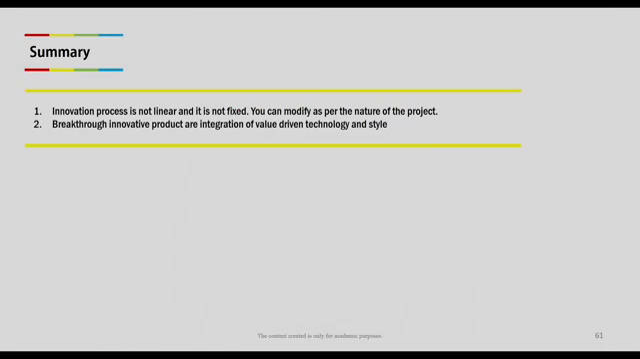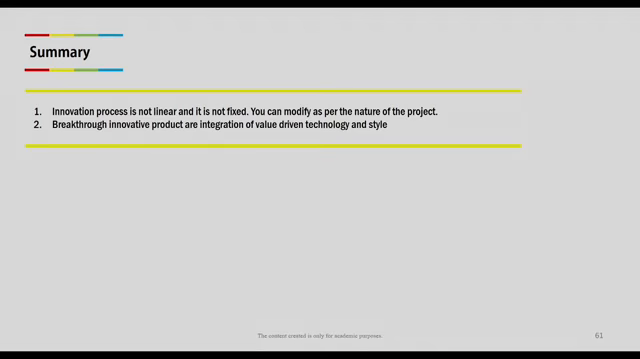So, now we will discuss the summary of today's lecture. The first important point is that the innovation process is not linear. According to the need of the project, you can start at any point, you can do it again and again. It is not like from one step you have to jump to the next step. It can be non-linear also.